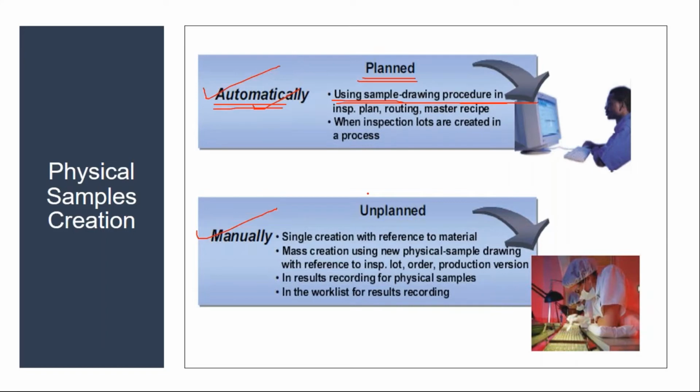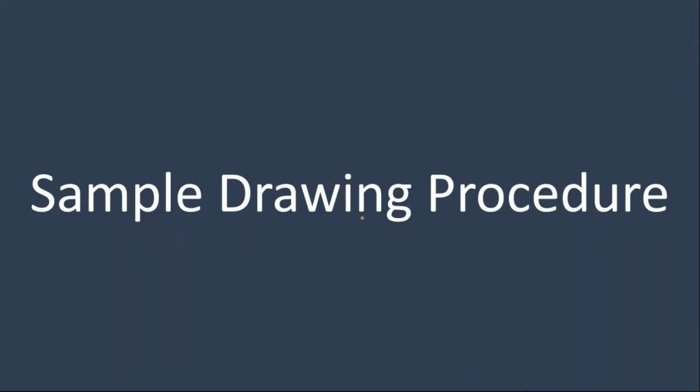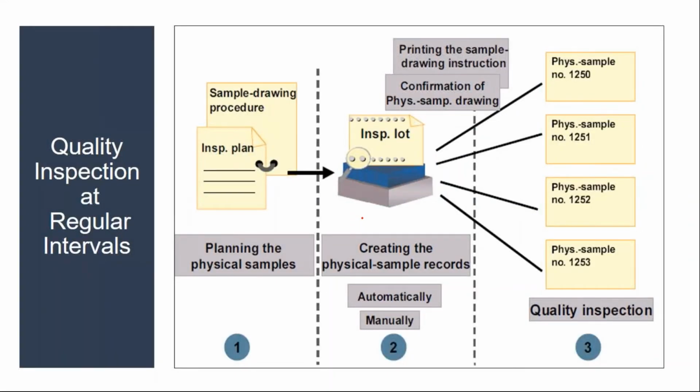We will discuss the sample drawing procedure now. Another method is manual, meaning an unplanned method. Whenever you need, you can create the physical samples manually also. Both options are possible. First we will discuss the automatic one, and then we will discuss manual. To create the physical samples automatically, we need a sample drawing procedure.